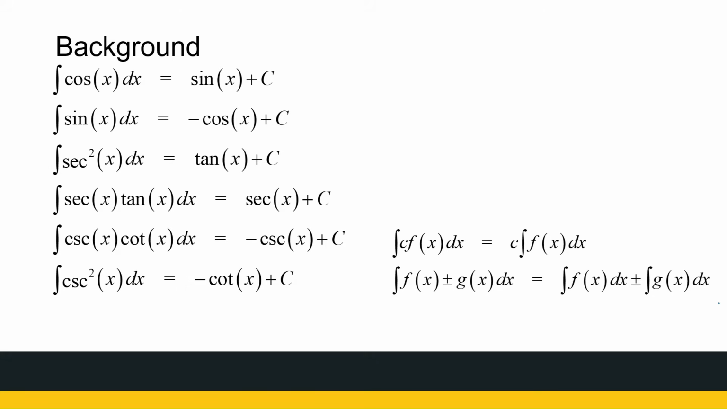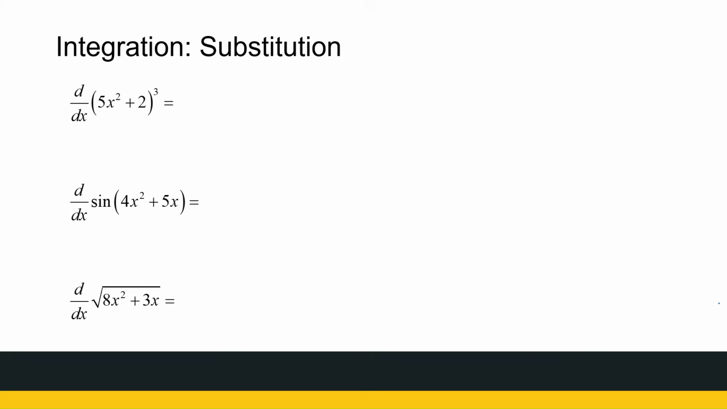All right, so these are all basic integrations that I need you to know before we can get started with substitution. So let's take a look at some derivatives. Before we look at integration and substitution, let's see why we need it. The first function I've got here is (5x squared plus 2) cubed. To differentiate that, we will need the chain rule, and we know that is 3 times (5x squared plus 2) squared, times the derivative of 5x squared plus 2. So that's times 10x. I'm not going to simplify that, because what I want to explain, we're going to use it as it is.